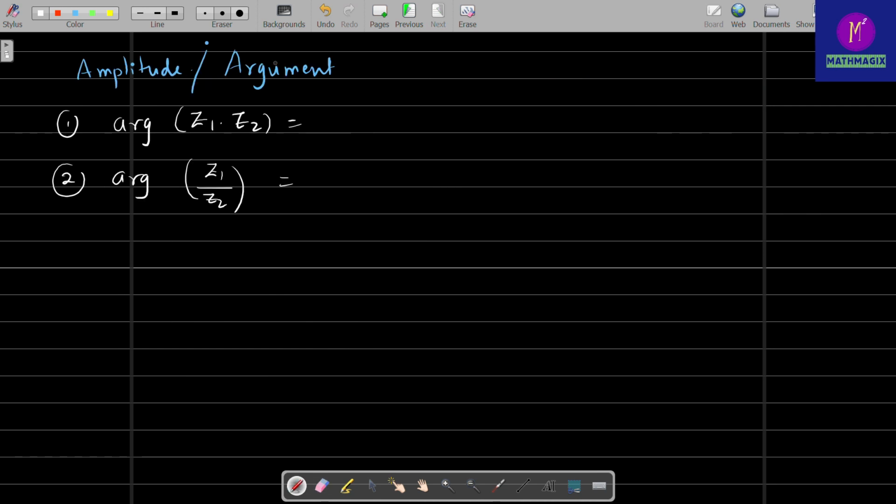Now let us see some properties of amplitude and argument. Argument of z1 into z2 is obviously argument of z1 plus argument of z2. Argument of z1 upon z2 is argument of z1 minus argument of z2.